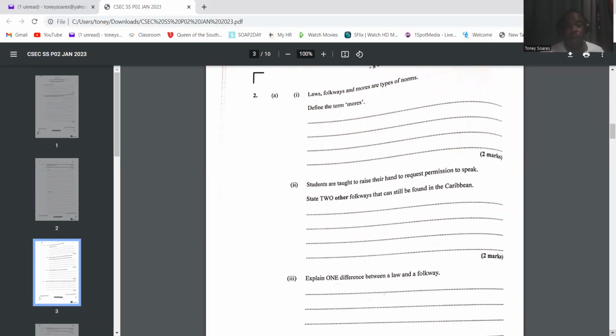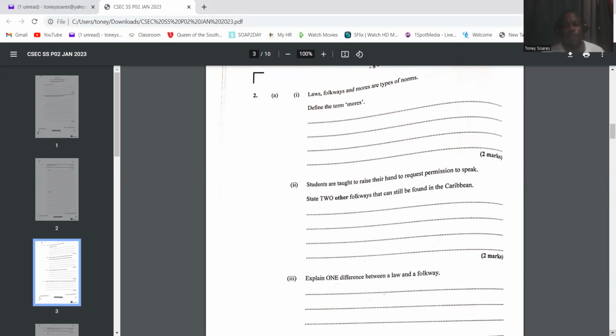Question 2A now, 2AI: laws, folkways, and mores are types of norms. So the first question says, define mores. Mores are forms of norms concerning serious matters and reflecting a society's moral values.